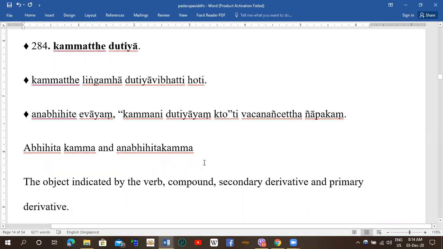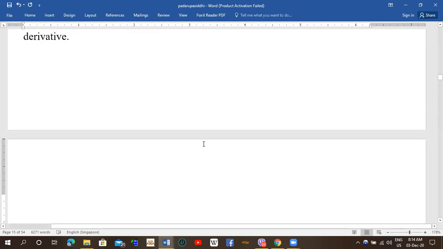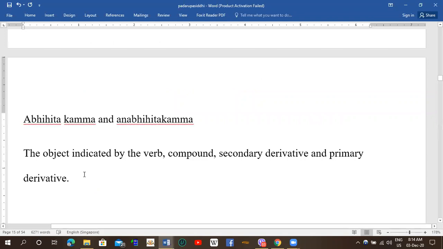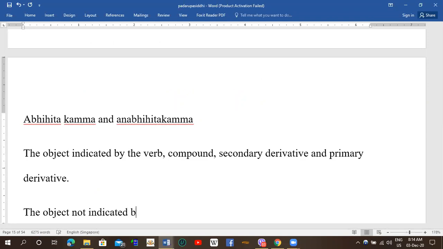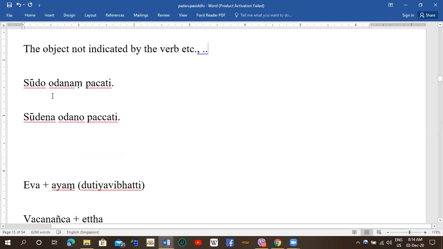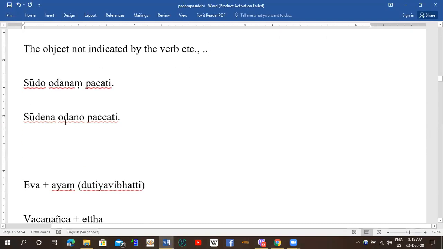Anabhihita kama is the object not indicated. Okay, for example here, sudo pachati. Sudo odanam pachati. Sudena odano pachati. You already understand that, right?